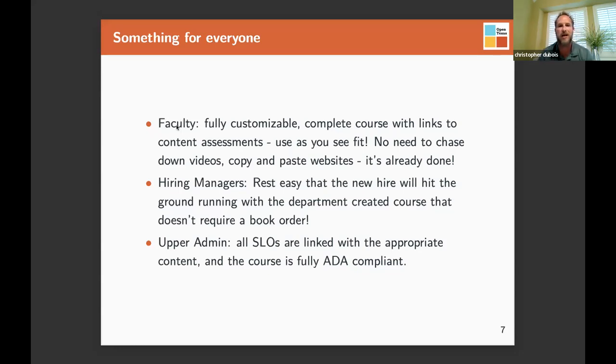And as far as hiring managers, there's no more stress of putting a brand new faculty into a situation where they're swamped by all of the resources and have no way to put something together. Plus, there's no needing to figure out what book there is. They don't have to pre-decide a book for an unfilled class. They don't have to quickly get in an order for a book, because it's all right there contained in the course. And then upper admin, as Mike mentioned, every SLO is linked throughout the course. And so you can see on any assessment what SLOs, the student learning outcomes set by the state, are addressed and where, and it's fully ADA compliant. So it is everything that anyone would want, hopefully.